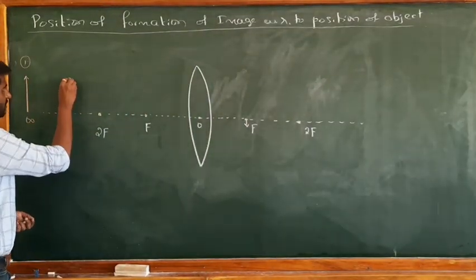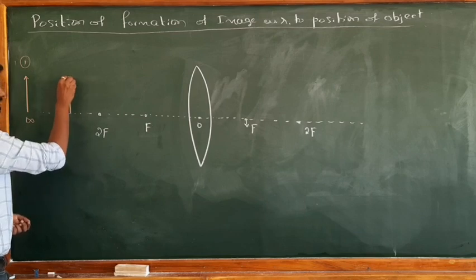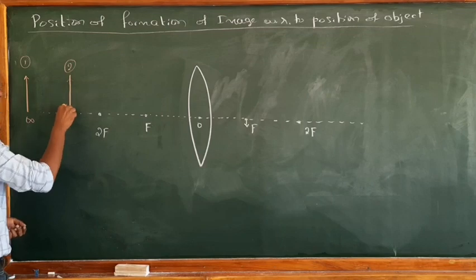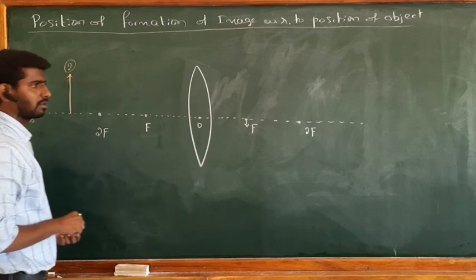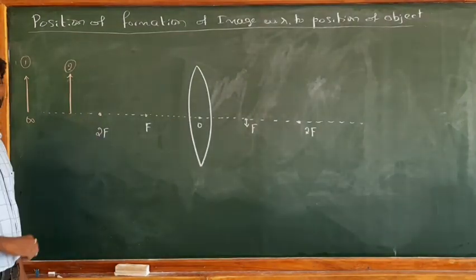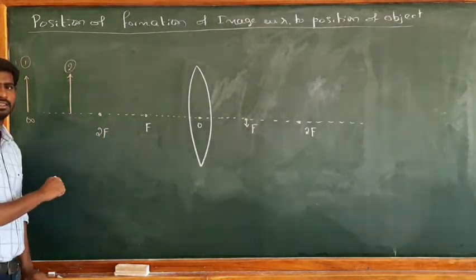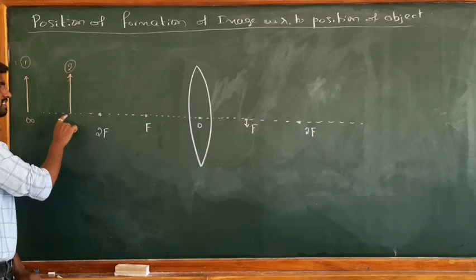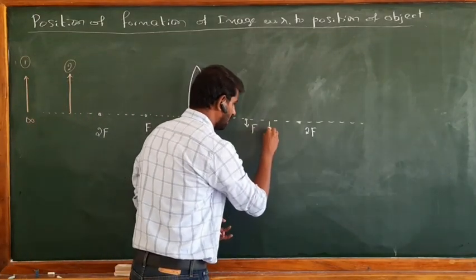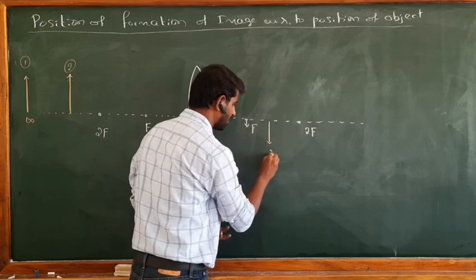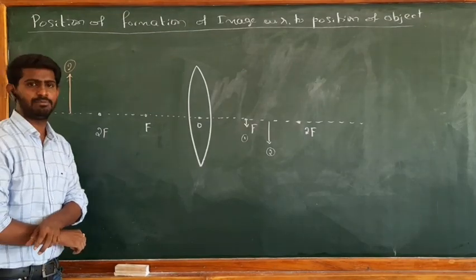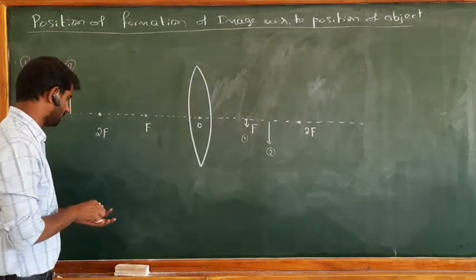And if the object is beyond 2f, instead of C, here we are using 2f. When the object is beyond 2f, the image forms here. This is the second position of the image. What is the position of the image now? It is in between f and 2f.